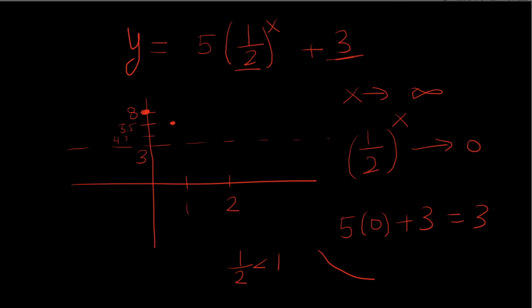So as x approaches positive infinity, it's going to go closer and closer to the horizontal asymptote of 3. And then as x approaches negative infinity, 1/2 to the x is going to go to positive infinity. So that's just going to keep going up like this.